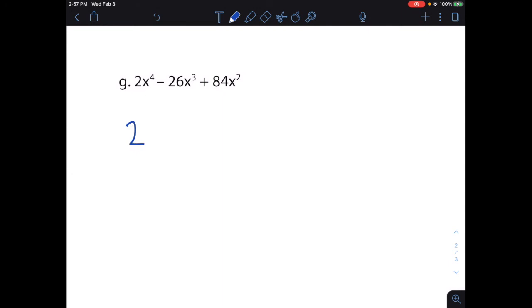And then when we're factoring by GCF, remember we look for the smallest exponent. So I'm going to pull an x squared out of each one of those. And so when I do, I'm left with an x squared in the first term, a 13x in the middle term, and then 42 in the last term.